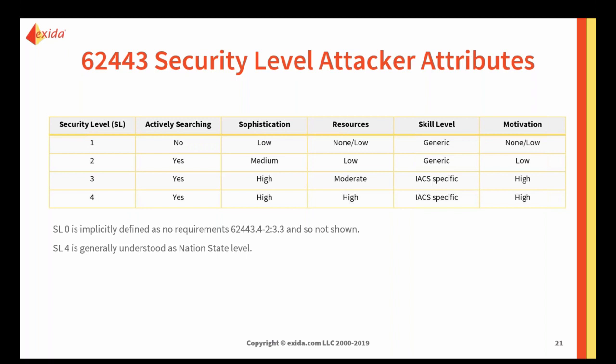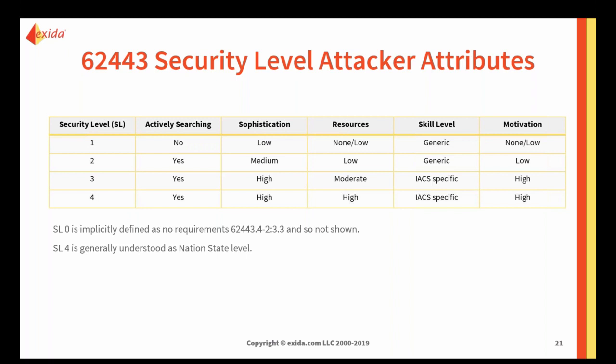Security level two is more the script kiddie level of attacker. They're actively trying to interact with your system. Their sophistication's kind of medium. They don't have many resources, but they do have some. Their skill level is not industrial automation control system specific, and they have a low motivation as well. So this is your generic script kiddie on the internet trying to attack your web server, if you happen to have one in your device or in your system, and they're just running port scans and that kind of thing. So that's security level two.